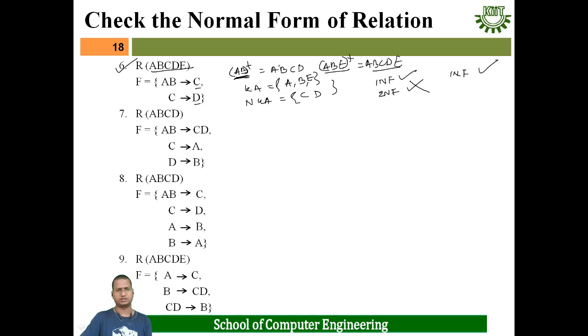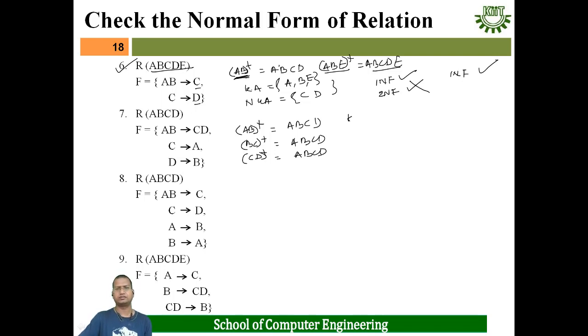Now check for question number 7. Here R(A, B, C, D), with A, B to C, D; C to A; D to B. Now we have to find out the candidate key. AB closure will be ABCD, so AB is a key. Then A can be replaced with C, so BC closure will also determine ABCD. Then B can be replaced with D, so CD closure will also determine this. That means AB, BC, CD.